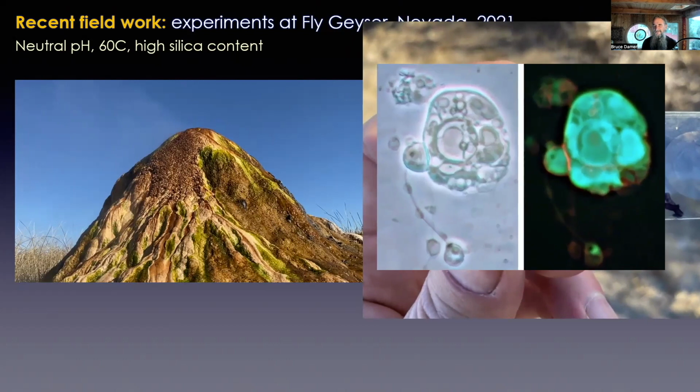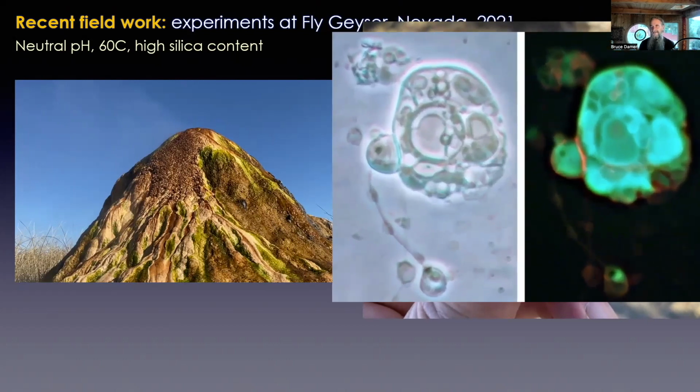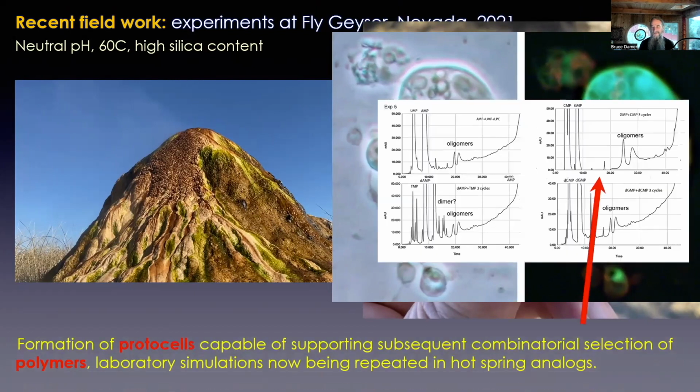And when we look at it under fluorescence, we see that it has encapsulated RNA and DNA. You can see they're glowing on the right. And if we look at some other analysis, we see that we have some oligomers, things that are formed in longer chains. So we can form protocells in these hot spring environments. We've done similar work at Yellowstone and Rotorua in Australia. And this is the most recent work at Fly Geyser in Nevada.